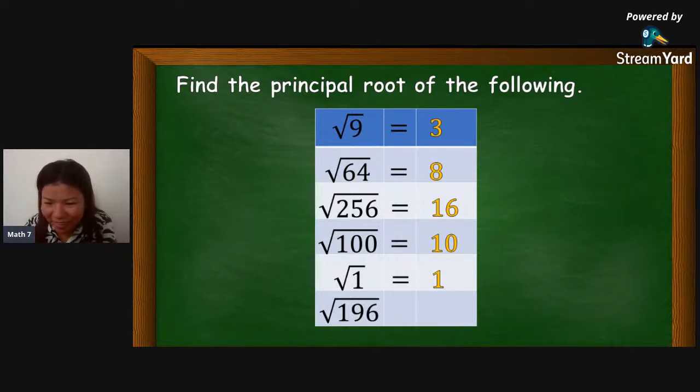Ay, yung galing naman ni Hana. Very good. Okay, the correct answer is 14. Okay, type next. Oh, very good, very good. Mabilis na yung ano. Type next.